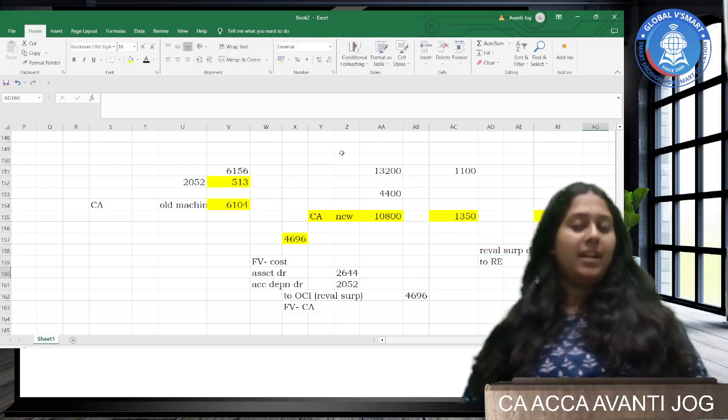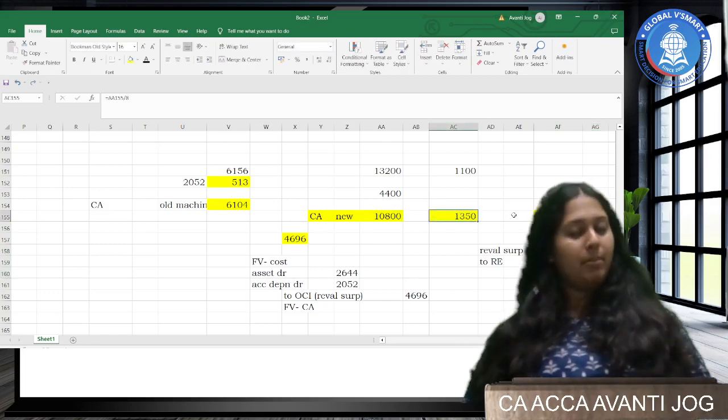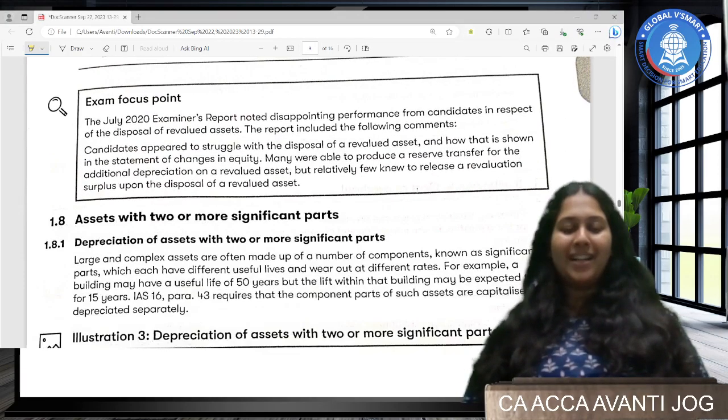Okay, new minus old depreciation. Don't forget to change the number of years. I hope this is clear.